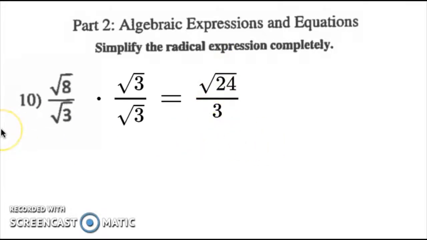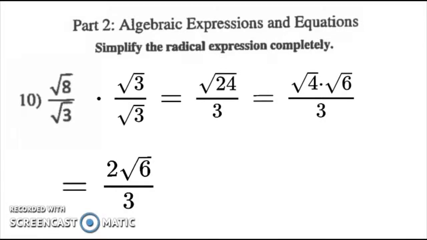But then the square root of 24 could be broken down into perfect square factors, which in this case will be radical 4 times radical 6. Square root of 4 is 2, so then 2 radical 6 over 3 will be my answer for number 10.